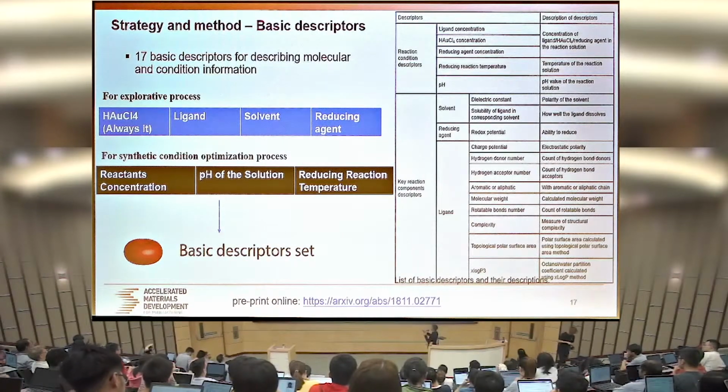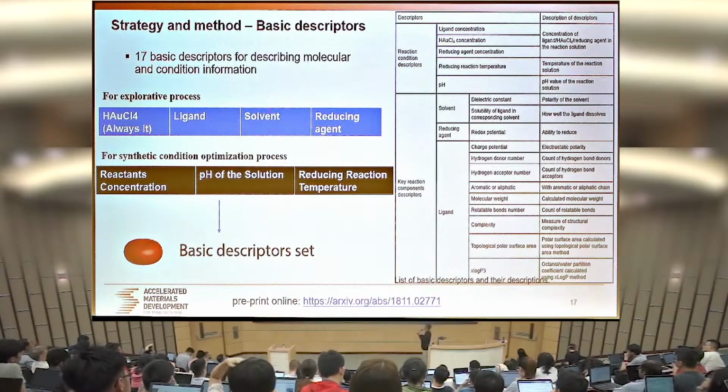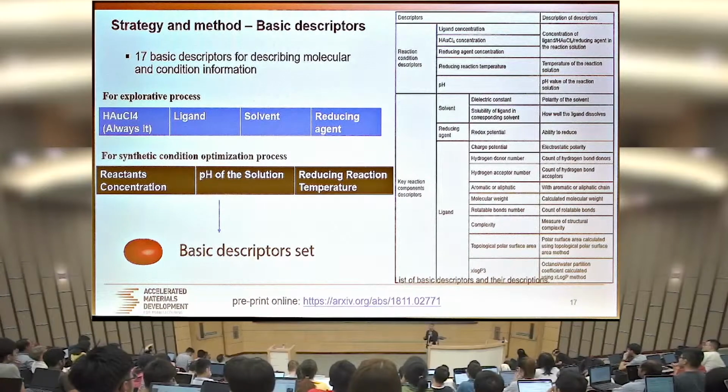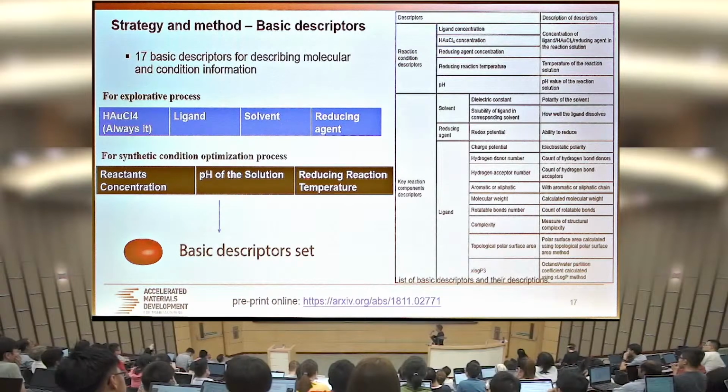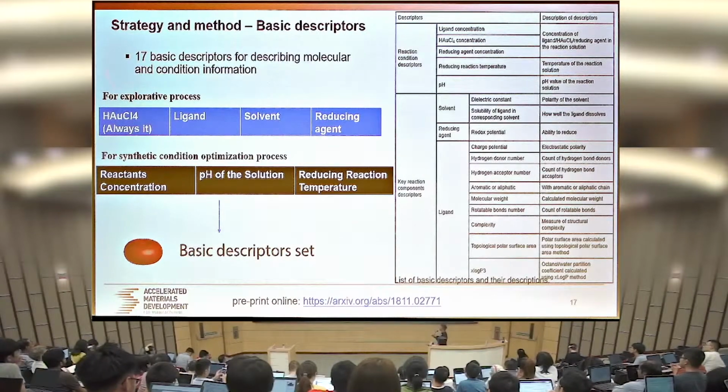To describe both the molecular information and condition information, we have found 17 basic descriptors. To describe the explorative process, which we define as changing the key reaction component combinations, we choose the ligand, solvent, and reducing agent, because the gold precursor never changes. People always use this one. And for the reaction synthetic conditions, we take the reactant concentration, the pH, and the reducing reaction temperature as very important descriptors. We combine them together to form what we call the basic descriptor set.